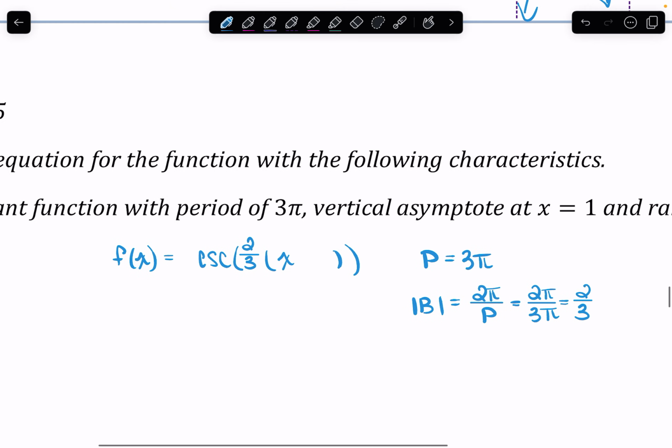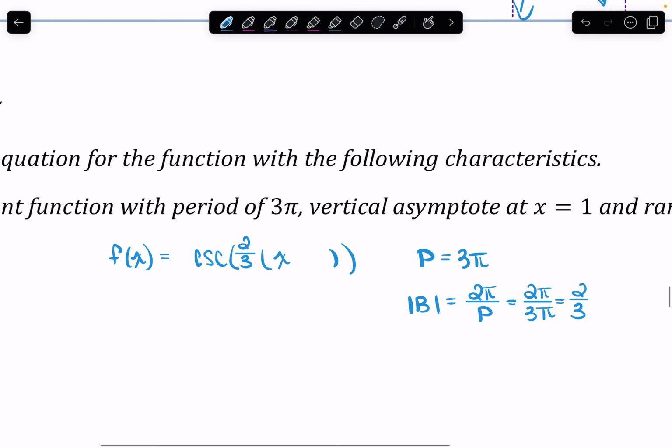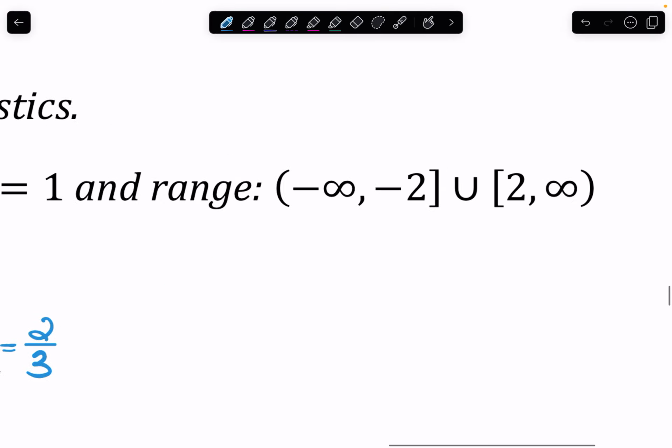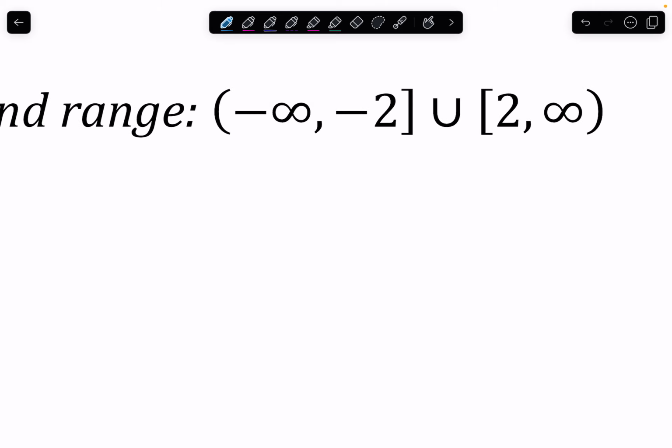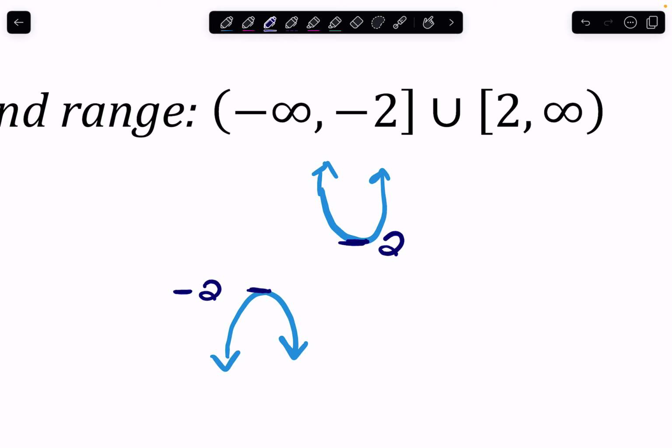All right. Phase shift and amplitude, we're going to find those using the range. The range like this is telling us that the lower interval, the bottom turned out piece, is starting at -2. The other one, the top piece turning up, is starting at +2. So our D value, our axis, is going to run right in between them.